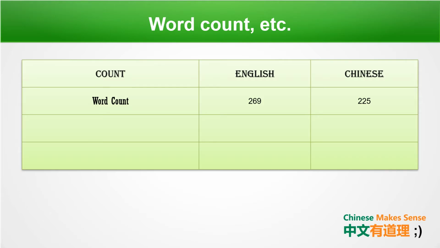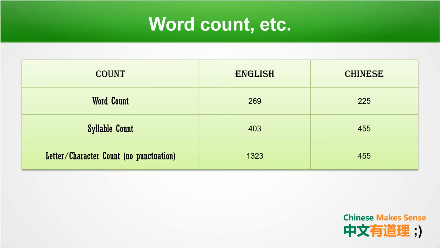Now, using excerpts of the Declaration of Independence, we are going to count the amount of words. For English, there are 269, and for Chinese, there are 225. For syllables, there are 403 English and 455 Chinese. Now for letter/character count with no punctuation. For English, the number ramps up to 1,323, but for Chinese, it's still 455.